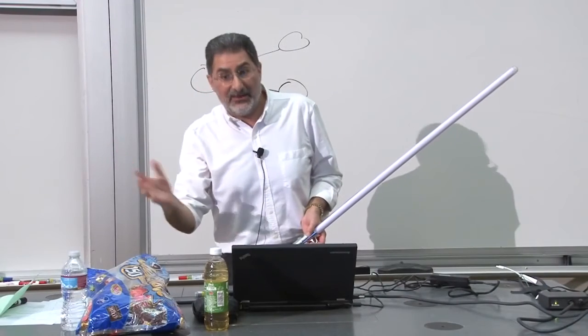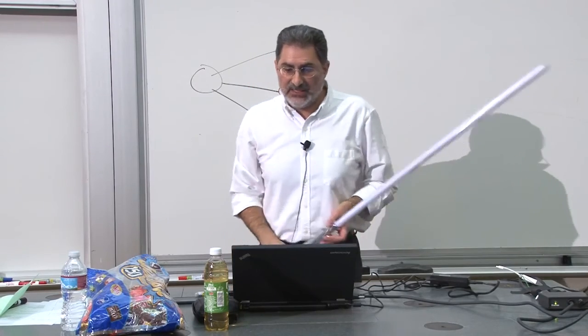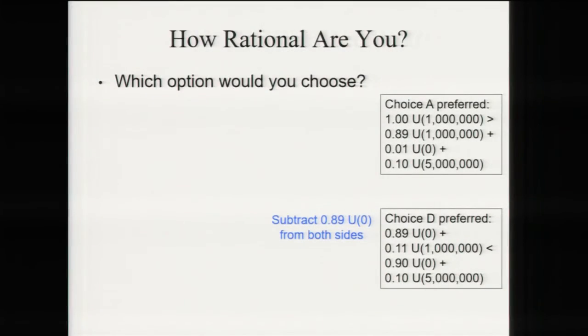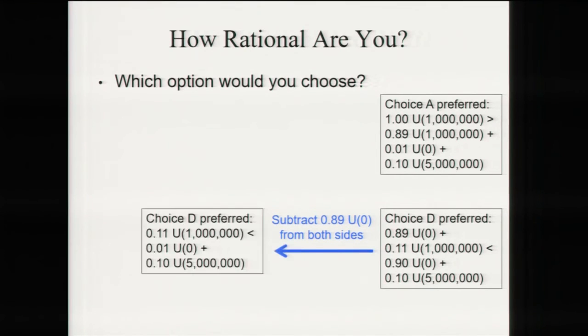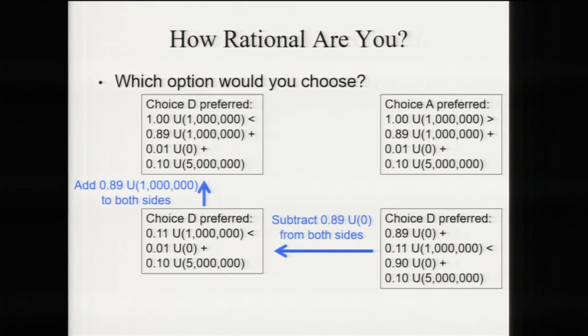Now I'm going to do a little math. I start off with choice D, and I have a little inequality. Subtract 89% of the utility of 0 from both sides. Okay? So I eliminate the 89% utility of 0 on the top. On the bottom, I now have 1% of the utility of 0. Then I add 89% of the utility of $1 million to both sides. So the 11% of the utility of $1 million becomes 100% of the utility of $1 million, and I also add an 89% of the utility of $1 million.